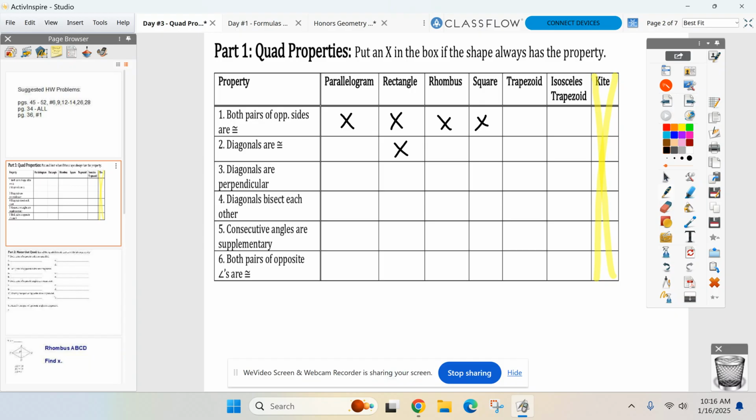You check any of these before it. It's going to have it. Trapezoid? No. Isosceles trapezoid? That's a yes. Remember that. Diagonals are congruent.